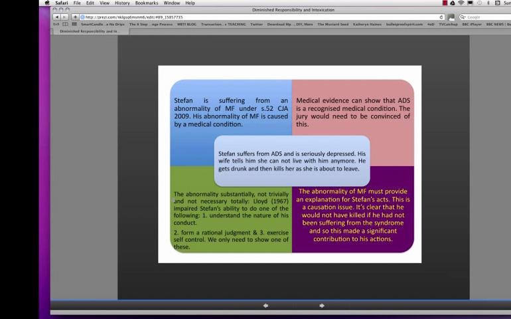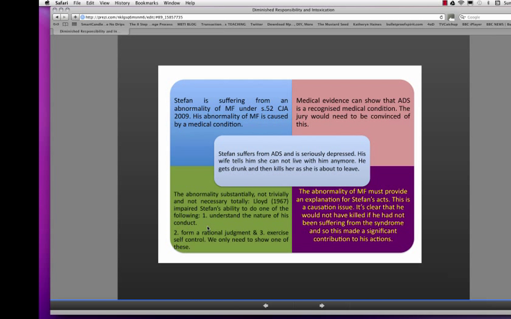Element 3, the abnormality substantially, not trivially, and not necessarily totally, as according to Lloyd 1967, as confirmed in Brown 2011, impaired Stefan's ability to do one of the following. 1. Understand the nature of his conduct. Could he truly have understood the nature of his conduct as he was suffering from ADS? And the drink definitely wouldn't have helped.